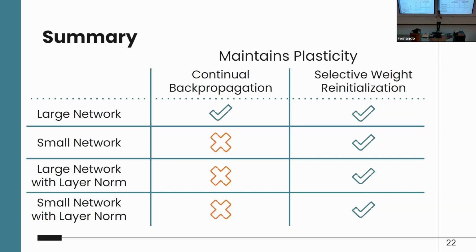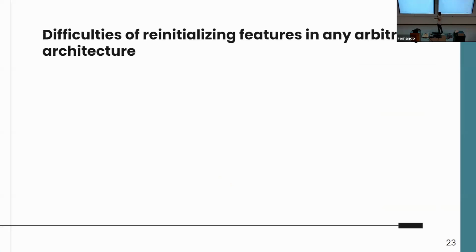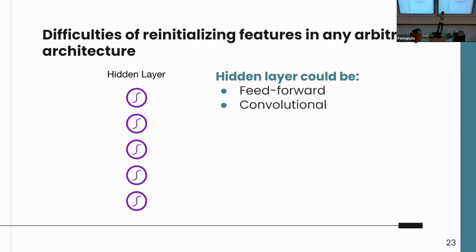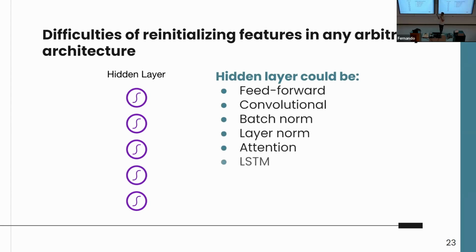But before I move on to that, I want to say something about the difficulty of reinitializing features in any arbitrary architecture. When I presented to you the continual backprop algorithm, I showed you this diagram where it's just a hidden layer. This diagram kind of abstracts away the type of layers that we could encounter. For example, this could be a feed-forward layer. It could be a convolutional layer. It could be a batch norm, layer norm. It could be an attention layer, an LSTM. It could be many different types of layers.